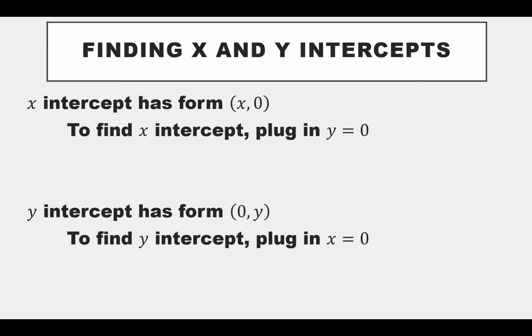That's just the opposite if we're trying to find the y-intercept. If we're trying to find the y-intercept, since the y-intercept has the form 0 comma y, we just need to plug in an x value of 0 and solve for y.